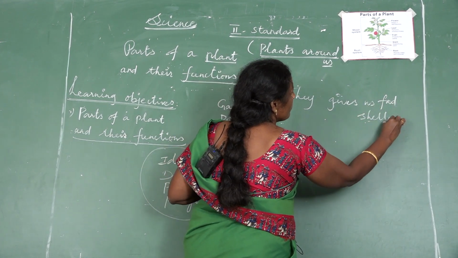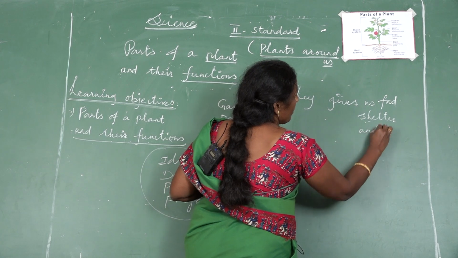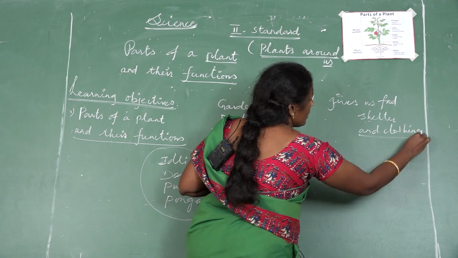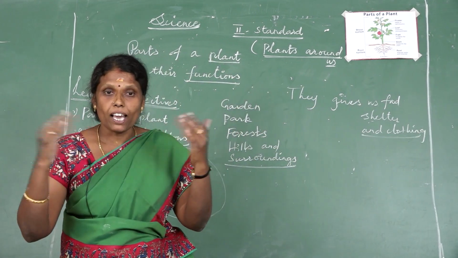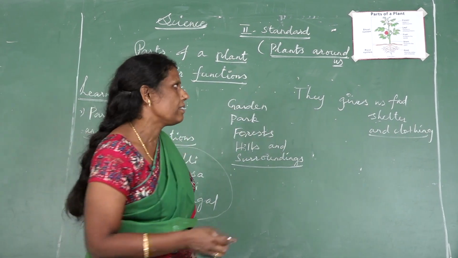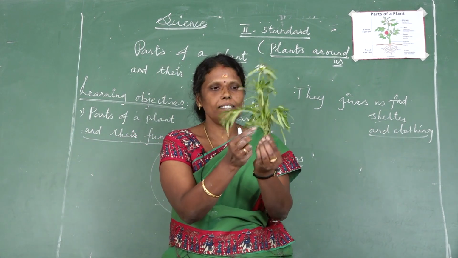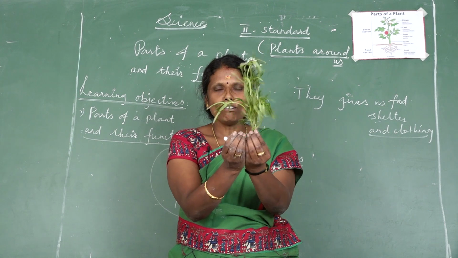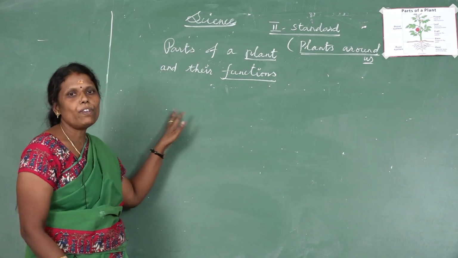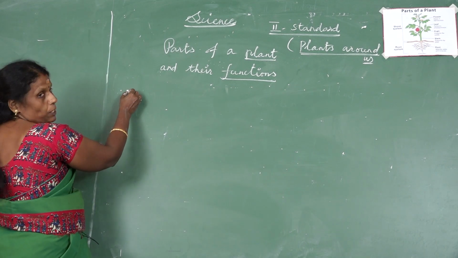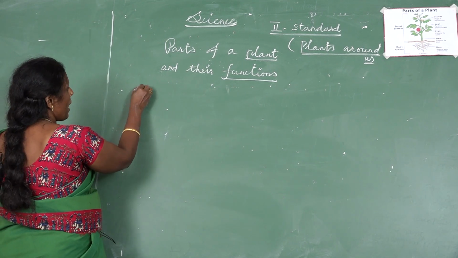shelter and clothing. In addition to that, we are getting some medicines from the plants. So we have to save the plants. Now we will learn about the parts of a plant and their function. First, explanation about the parts of a plant.